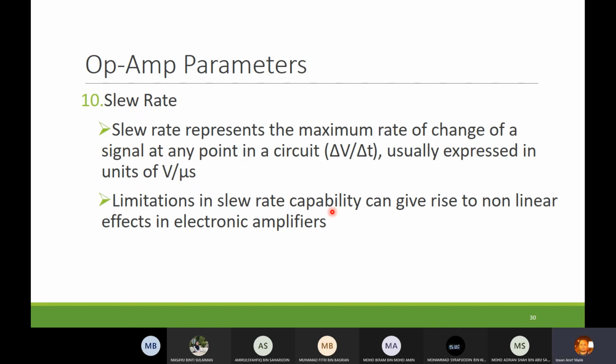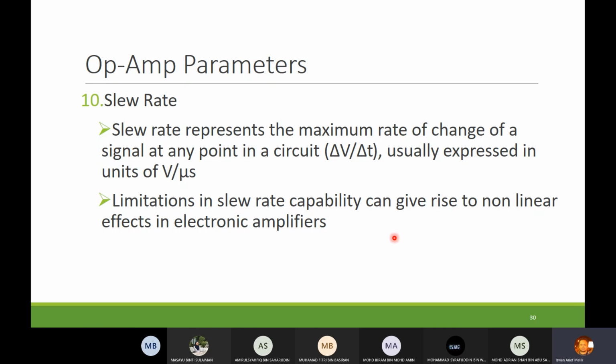Slew rate represents the maximum rate of change of a signal at any point in a circuit, delta V over delta T, voltage over time, change in voltage divided by change in time. Usually expressed in units of voltage per microsecond. So the limitation in slew rate capability can give rise to non-linear effects in electronic amplifiers. So if we remember, ideally we want infinite slew rate.